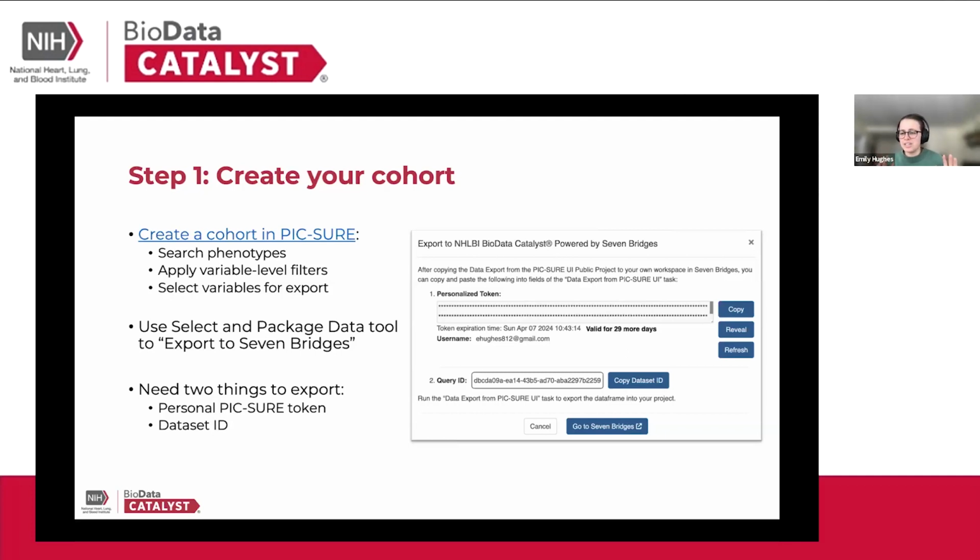It displays the two things that you'll need to do this. So the first is your personal PIC-SURE token. So this just says, I am who I am. I have access to these data sets and things like that. And then the second is actually the dataset ID. And so that's corresponding to the specific cohort that you've just created.